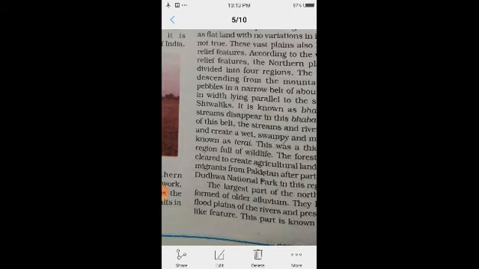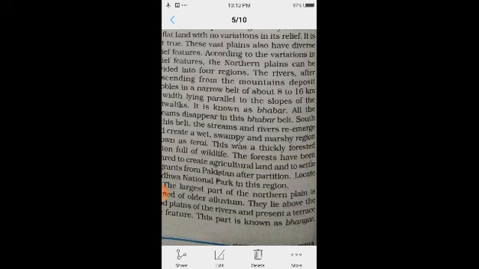So the largest part of the northern plain is formed of the older alluvium. Means most of this northern plain is formed by the old alluvial soil, which is called the older alluvium. They lie above the flood plain of the river and present a terrace-like feature. This part is known as Bhangar.